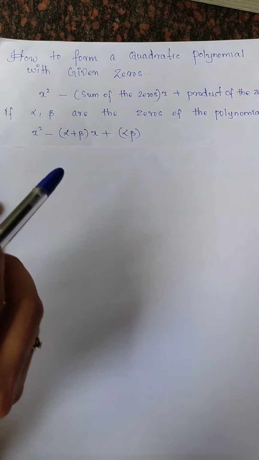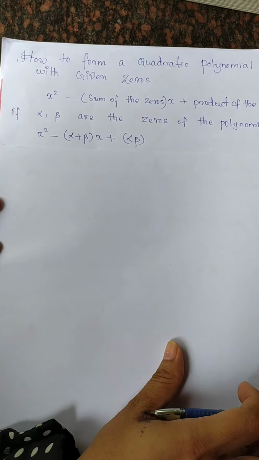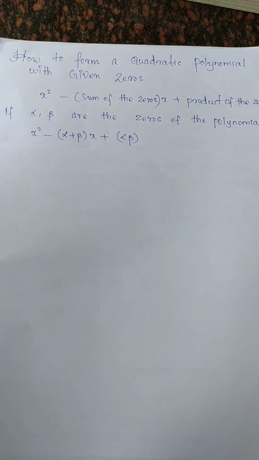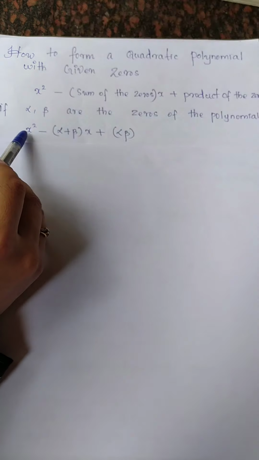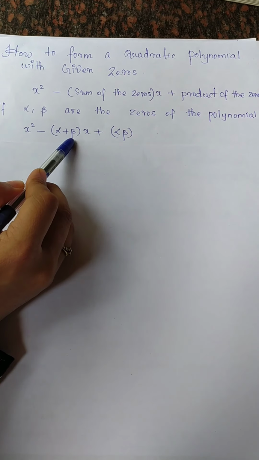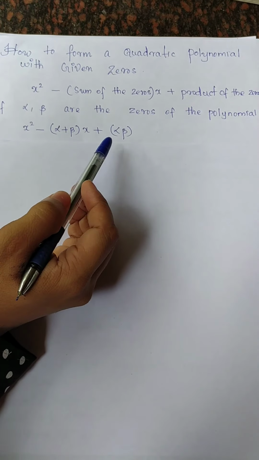If alpha and beta are the zeros of the polynomial, if the given two zeros are alpha and beta, what will be the form of the equation? That will be x square minus (alpha plus beta) x plus alpha beta.